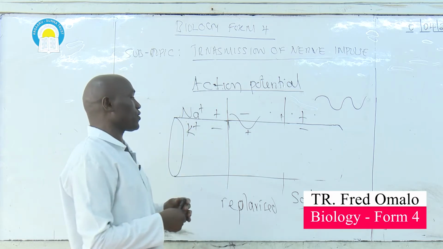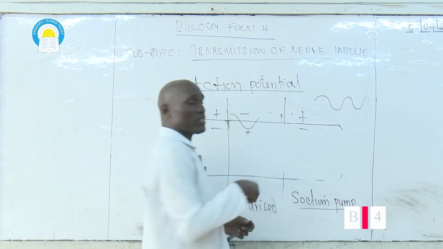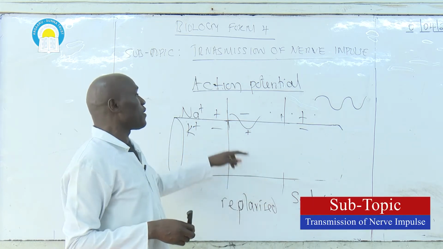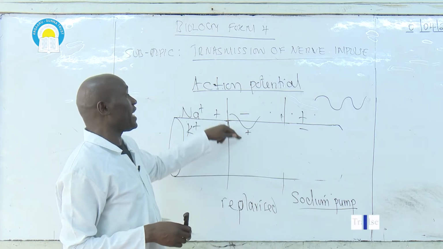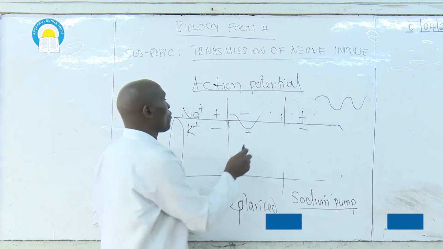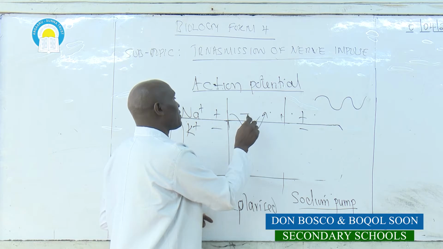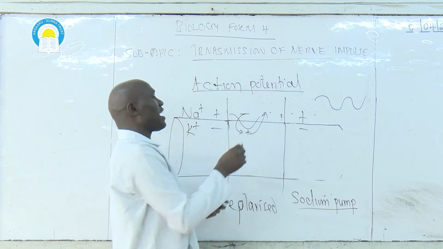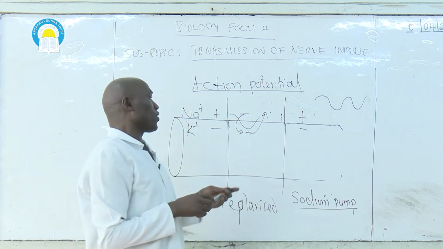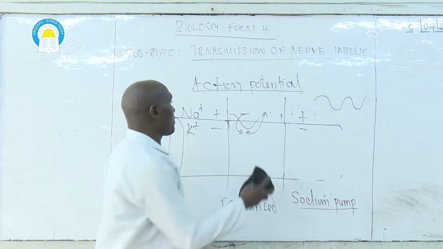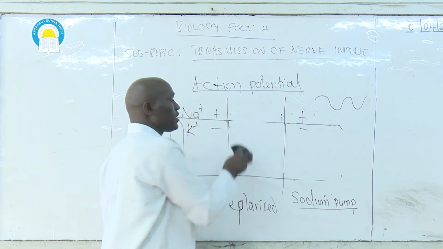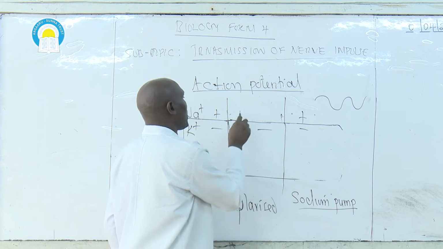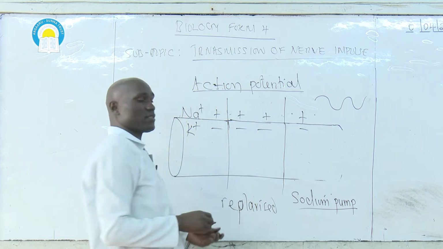In repolarization, sodium pump resumes its function. When sodium pump resumes its function, then it means positively charged ions that had moved inside the axoplasm will be pumped out, and negatively charged ions that were out will move in. That means after repolarization, we'll end up with the inner part being negatively charged and outer part being positively charged.